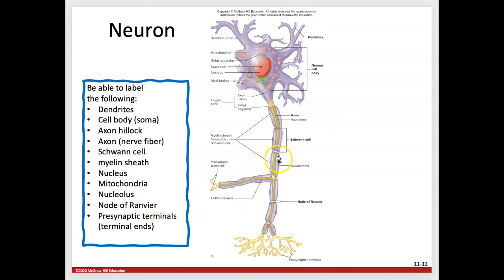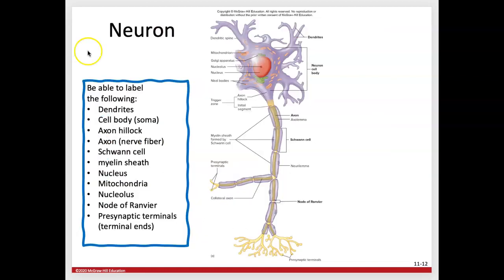Let's see. In between each of these Schwann cells, there's a little gap called the node of Ranvier. And then when we get all the way to the end, you have the presynaptic terminals, or the terminal ends. In addition, I will say this, I don't have it on here to label, but when an axon branches into more than one branch here, it's called a collateral. And we'll touch on that a little bit later. So be able to label all of those things on a neuron.